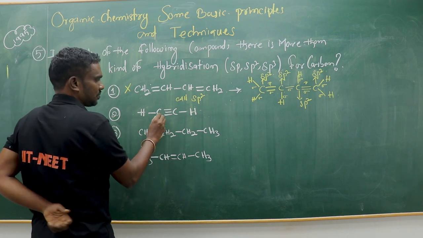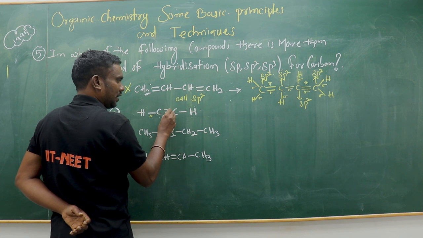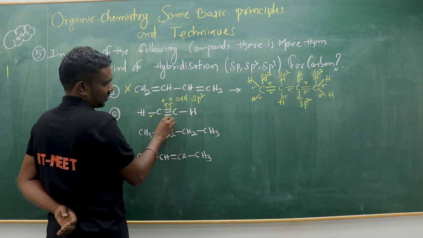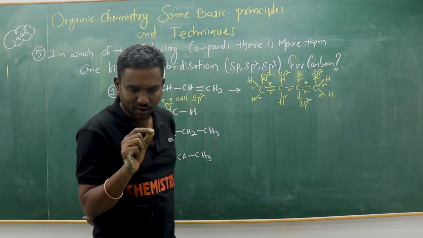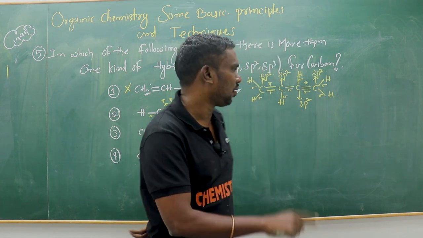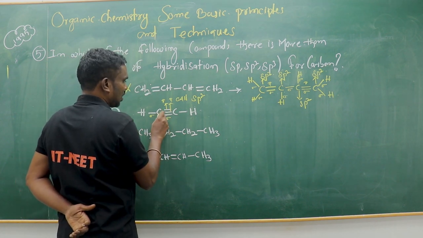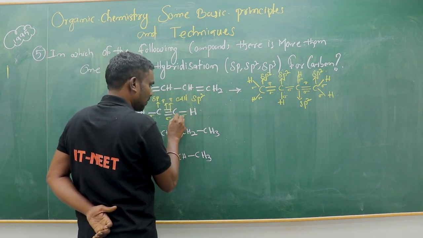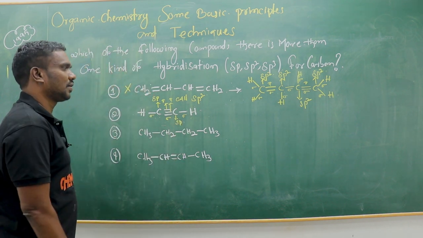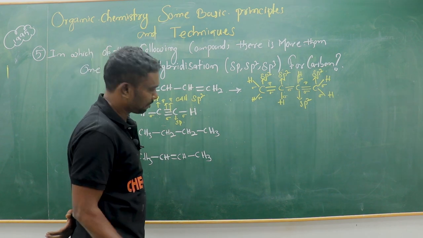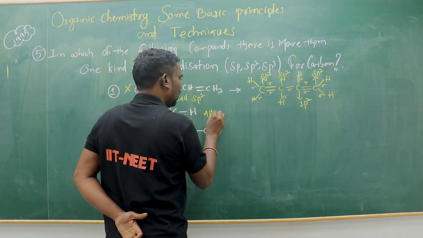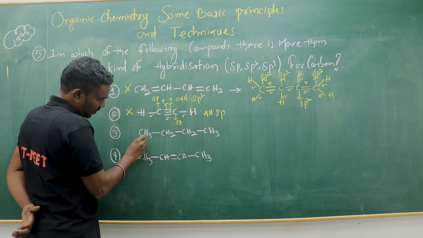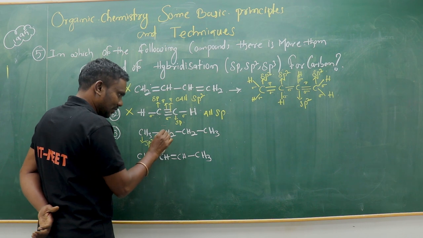See sir, what does this one belong to? This is a sigma bond. In a triple bond, two are pi and one is sigma. Beta ji, pay attention here: two sigma bonds. This carbon has two sigma bonds, so that is the reason it is sp. This one is also sp, and this is also sp. All are sp, so this is also a wrong option. What about this one, sir? This carbon belongs to sp3.